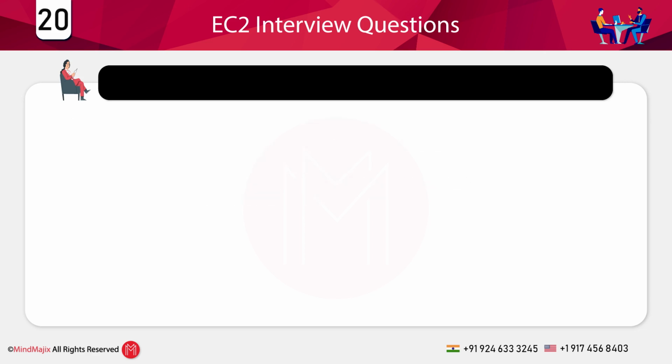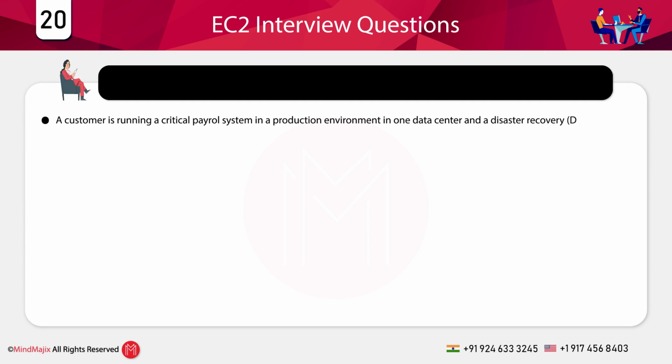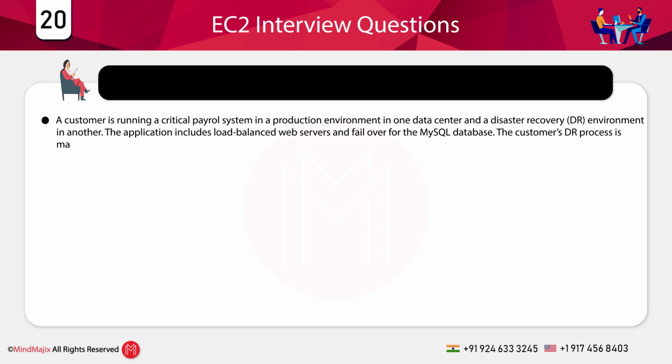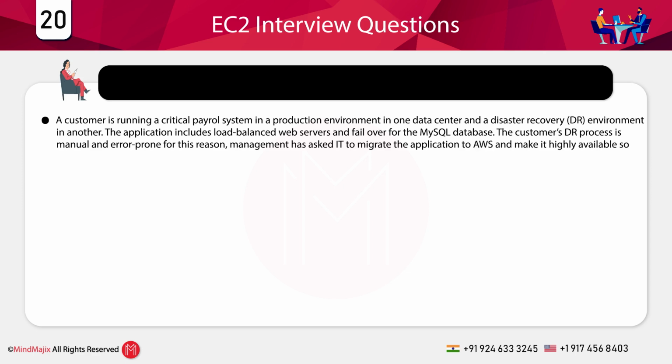Let's see question number 20. A customer is running a critical payroll system in a production environment in one data center and a disaster recovery environment in another. It's running one production environment in a data center and a disaster recovery environment in another data center. The application includes load balanced web servers and failover for a MySQL database. The customer's DR process is manual and error prone. For this reason, management asked IT to migrate the application to AWS. Again, they want to migrate the application to AWS and make it highly available so that IT no longer has to manually fail over the environment.